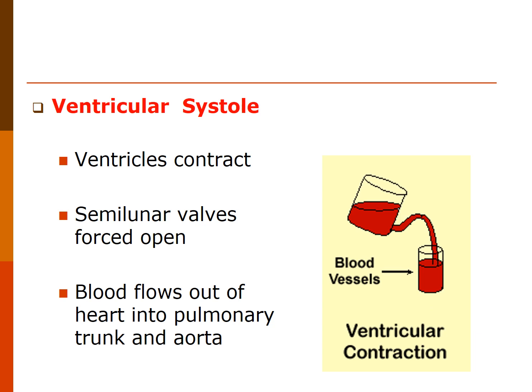Ventricular systole is when the ventricles contract. Once they're filled with blood from the atria, pressure increases, the signal reaches the ventricles, and they contract with enough force to open up the semilunar valves. Blood flows out of the heart into the pulmonary trunk and the aorta.